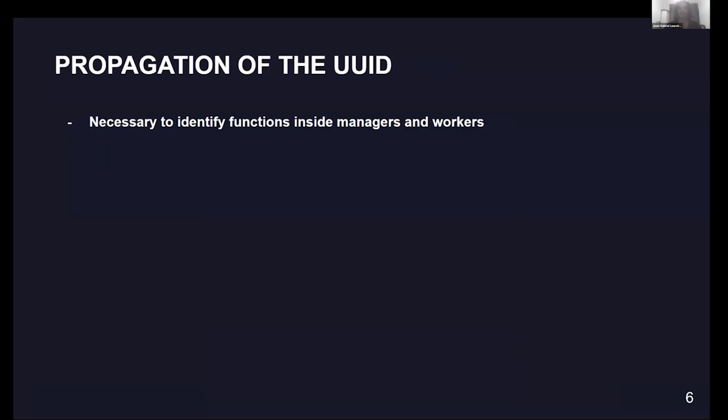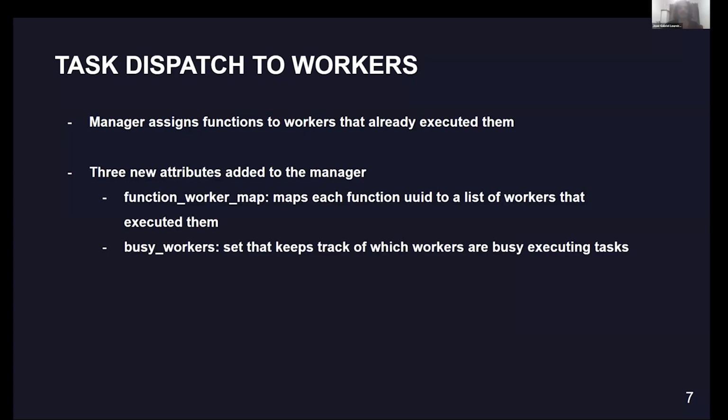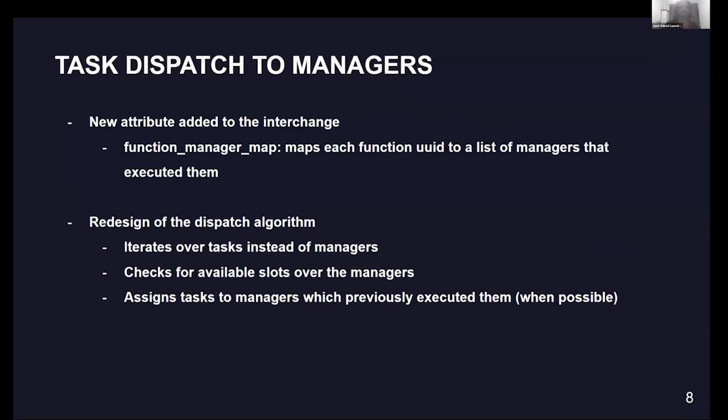Then to achieve that, we first did a propagation of the UID so that both managers and workers could see which functions they were working with. Then we changed how managers dispatch tasks to workers. Basically, we now have a function worker map that maps each function UID to a list of workers that already executed this function, and a set of busy workers to know which one of those are active. And then from this mapping, we try to assign a function to a worker that executed it in the past, so we know that its dependencies will already be downloaded.